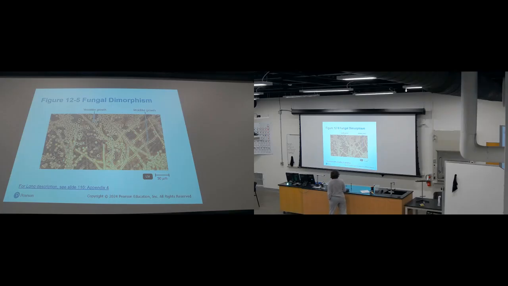And then here we have fungi that have dimorphism. So you have here the yeast-like form that forms at 37 degrees and a mold-like form that forms at 25 degrees Celsius.